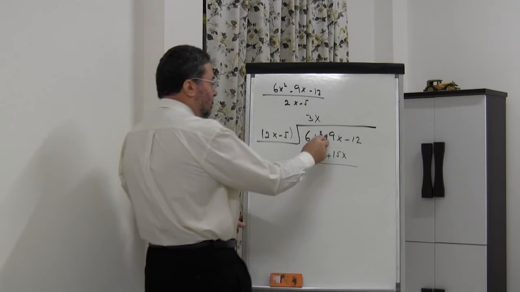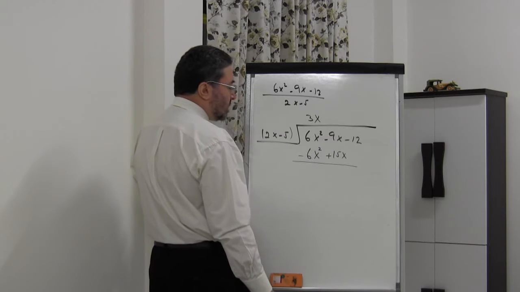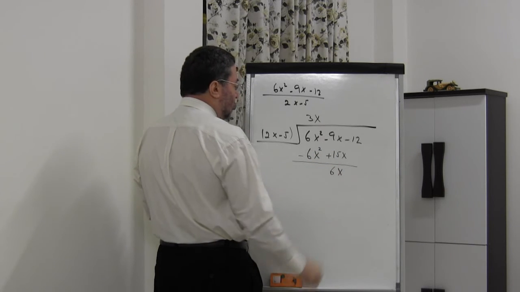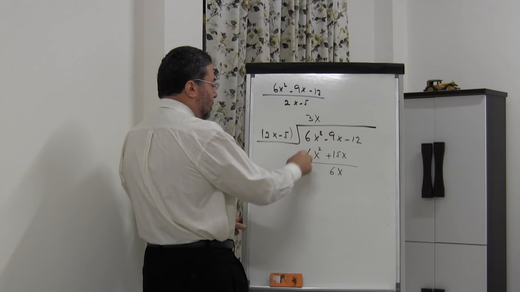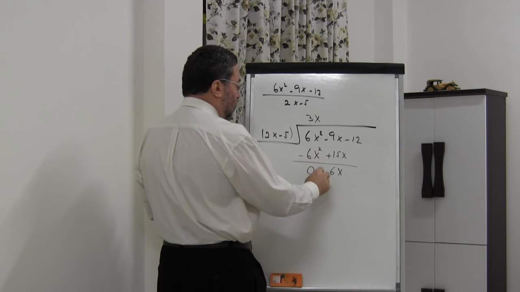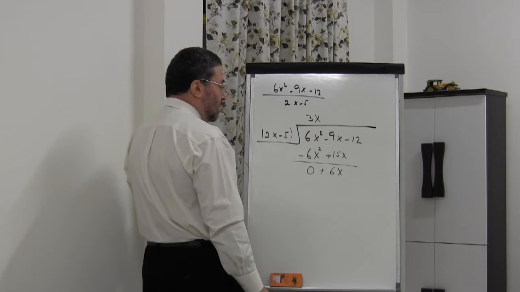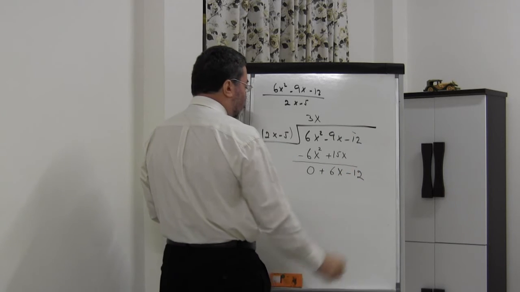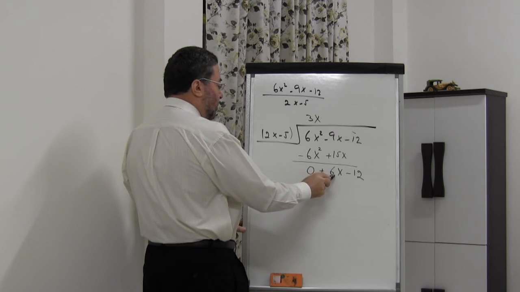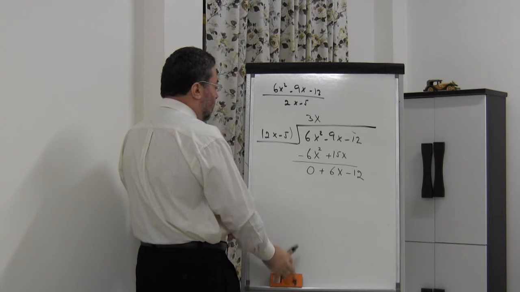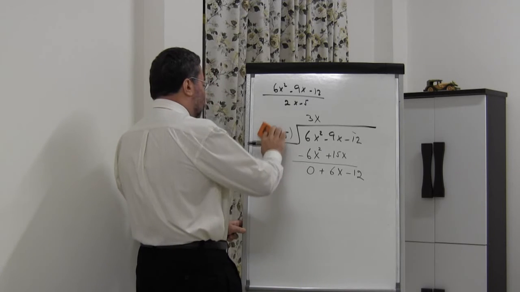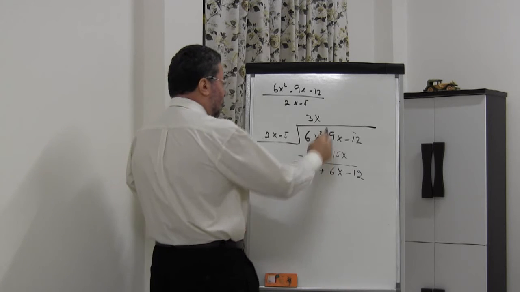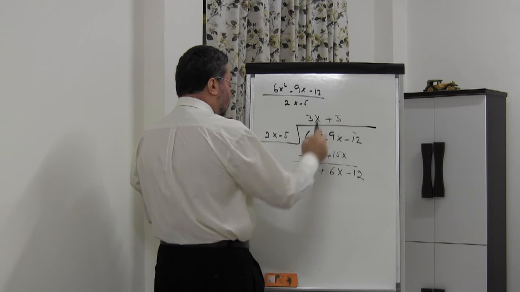Now we add minus 9x and plus 15x, that gives 6x, and here these give a 0. So we have 0 plus 6x. Now we're going to bring down the minus 12, and we divide 6x by 2x, and we get 3, so plus 3.